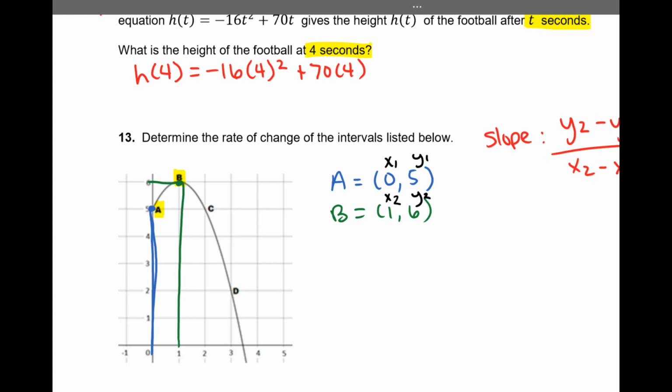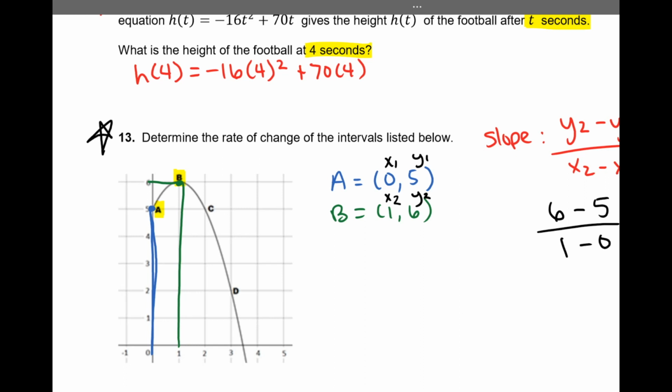Then I just follow the formula, which is y2. My y2 is 6, minus my y1. My y1 is 5. x2 is 1, x1 is 0. So that's going to be 6 minus 5. 6 minus 5 is 1. 1 minus 0 is 1. 1 over 1, well, that's easy. That's 1. You guys are expected to finish the next one.